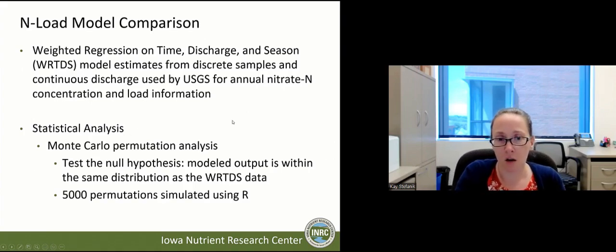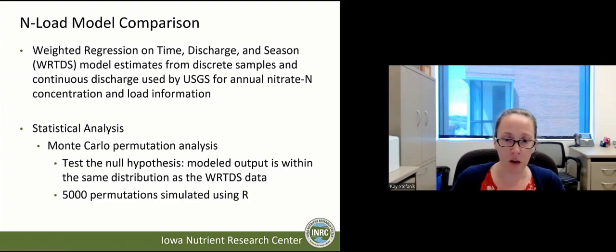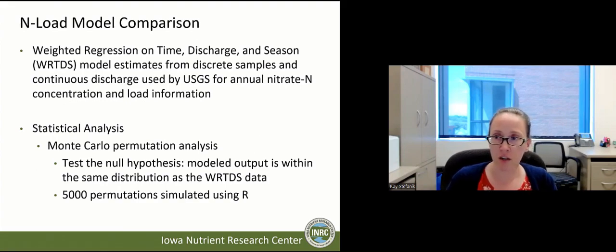We used a Monte Carlo permutation analysis to test the null hypothesis that the modeled output is within the same distribution as the WRTDS model. So if the modeled output is within the WRTDS model, the models are comparable. And we ran 5,000 permutation simulations using R, that free statistical program.